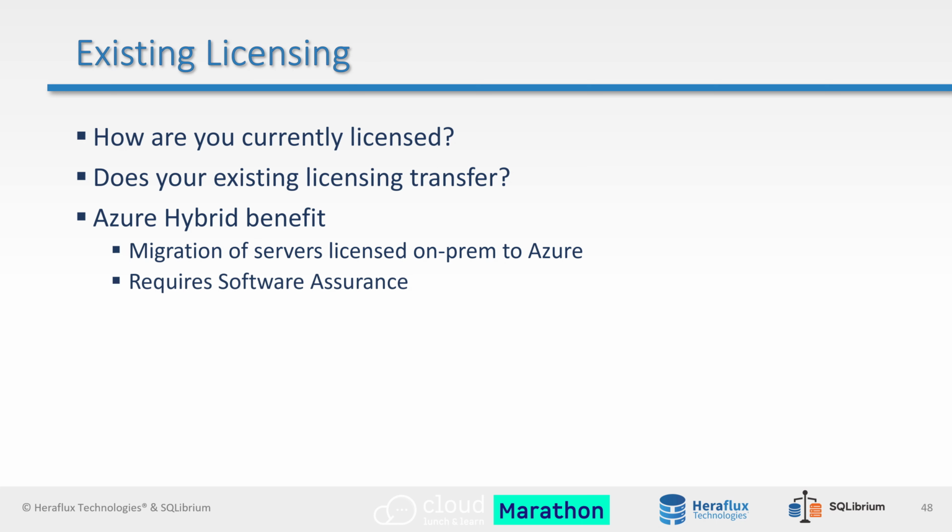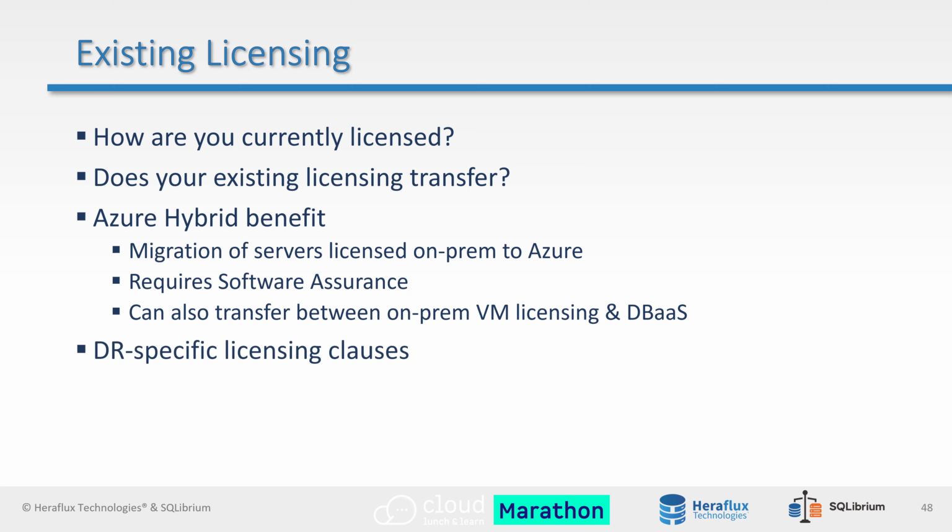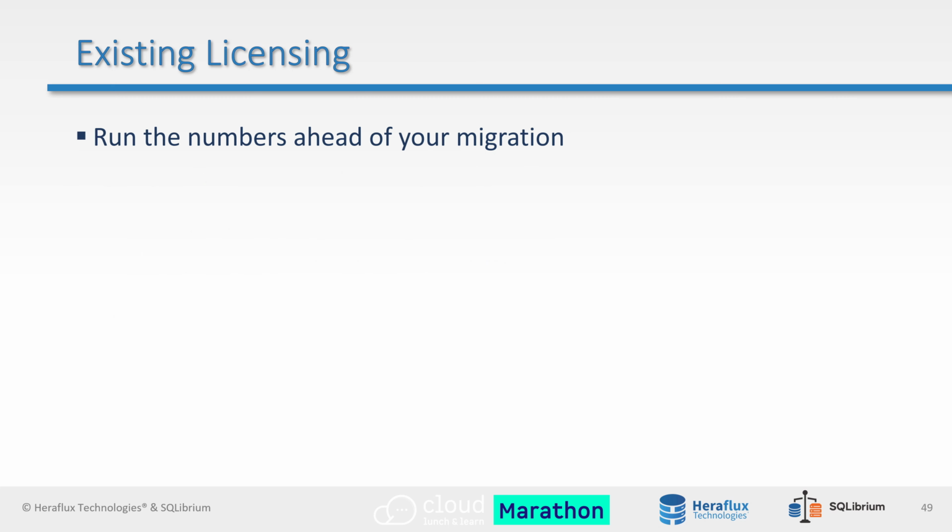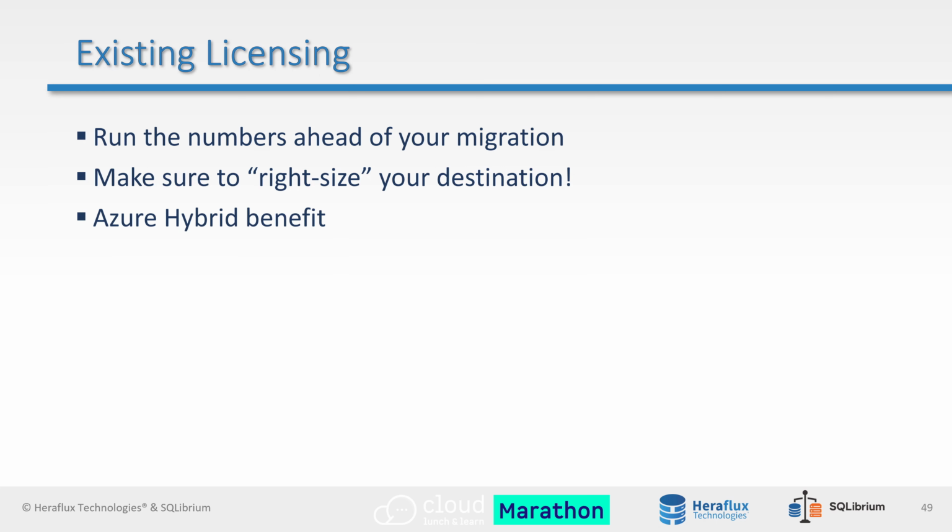You do need to be under Software Assurance. You can also transfer these between on-prem virtual machines and databases as a service out there. There are also DR-specific licensing clauses, especially under SQL Server 2019. You can actually run a copy for DR purposes in the cloud, and all you've got to do is pay for the compute on there. It's a lot of good stuff that comes with it. Run the numbers ahead of your migration. Make sure to right-size your destination. I cannot stress this enough. Allocate the compute that you need, not necessarily what you've been allocated now, and make sure to research that your existing licensing falls under the Azure Hybrid Benefit, and then go apply that to the cloud. You can do this. It really does work.